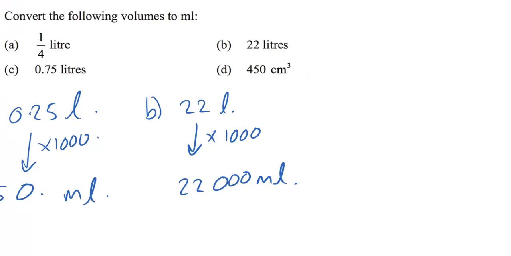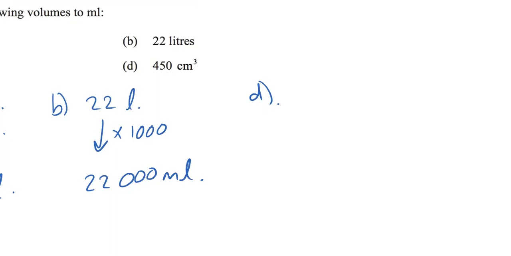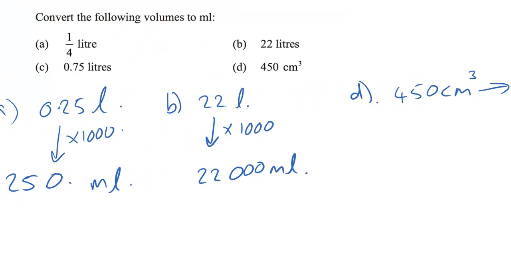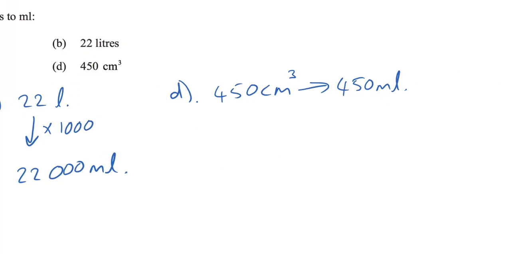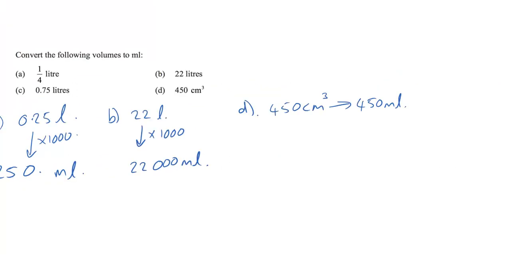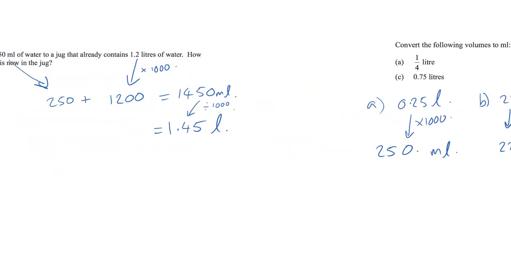Now, C is quite similar, but I think we better just look at D before we finish this video. If I have 450 centimeters cubed, well, I know that each centimeter cubed is a milliliter. So this is equivalent to 450 milliliters. And that's what we're aiming for, milliliters. So therefore we are finished. Okay, I hope that helps you to convert between different metric units.